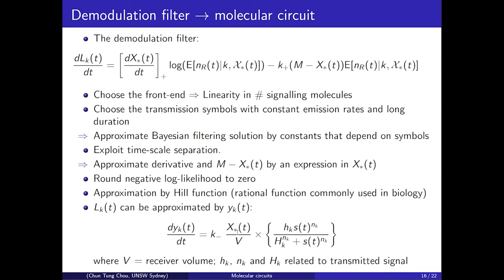And this is x star t, which is the number of bound receptors, and so it's coming there, and so you see no derivatives. And there's another term that depends on the signals at the receiver that we can actually make use of, and this is the Hill function that I was talking about. And the thing is, we can make the log likelihood ratio approximately given by the output of a molecular circuit, and that's exactly what we want to do.